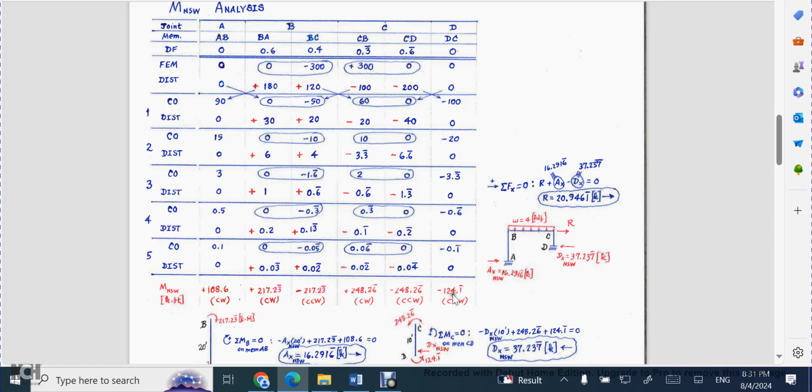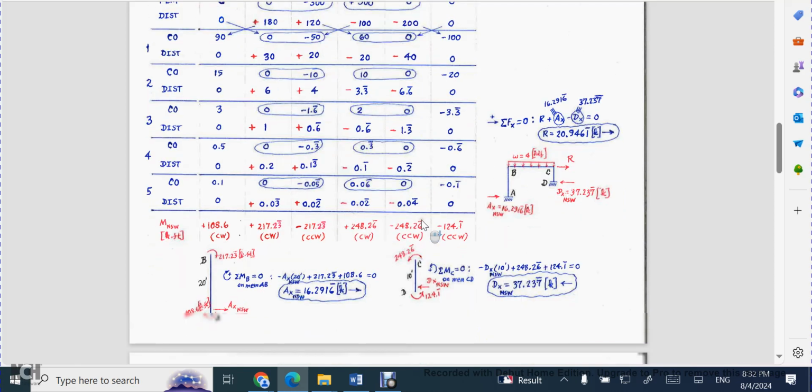And so you can go ahead and see how to get those other values by adding up the values in each of these respective columns. After you do that, you have to apply some knowledge of statics. So we take, let's say, member AB, and we apply these moments. For example, at A, I have this clockwise 108.6, as you can see. At B, I have this clockwise 217.23 kip feet. And this member has a length of 20 feet.